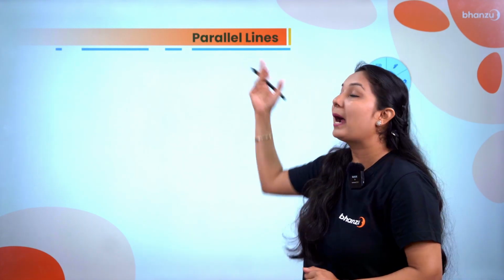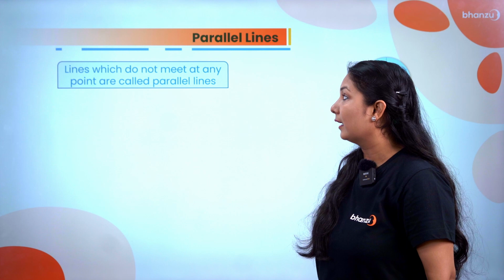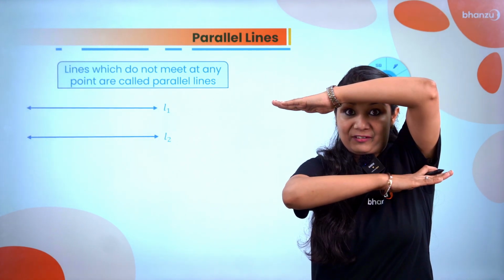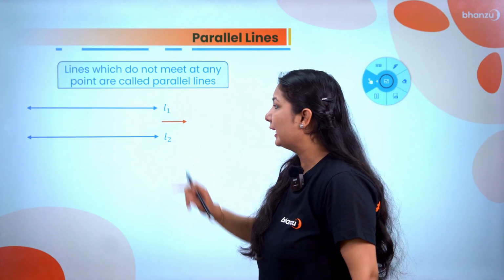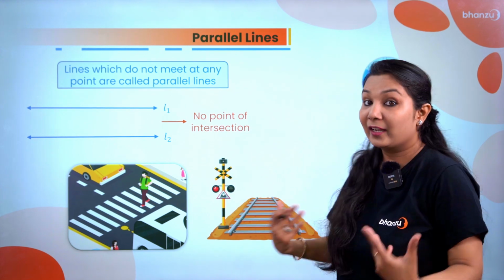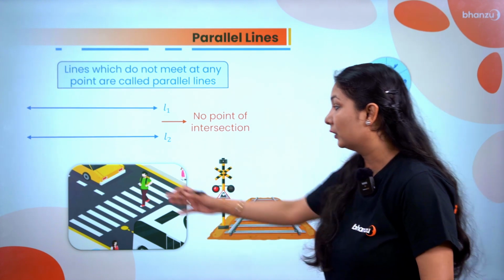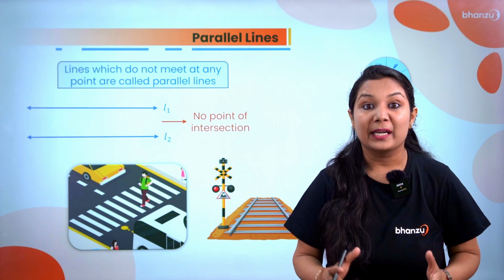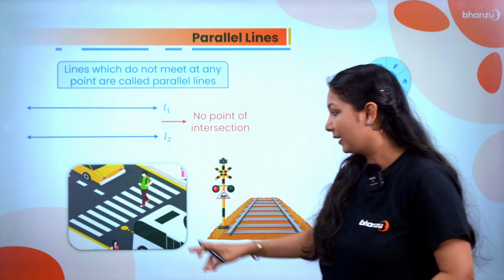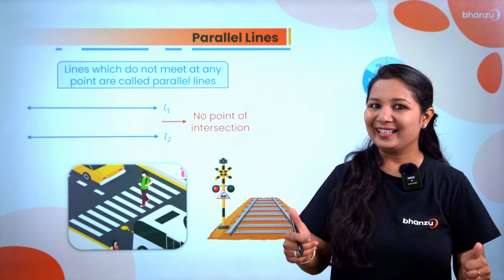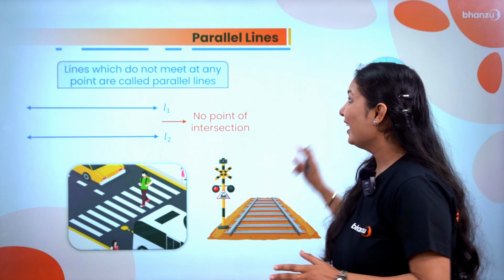Now let's see what are parallel lines. Parallel lines are the lines which do not meet at any point, right? Like this. They will never meet. Over here, L1 and L2 do not have any common point, so there is no point of intersection in them, right? In real life, you can see the footpath crossing and the railway tracks. They are made up of parallel lines, right? Because these two sides of the footpath never meet. Got it? Interesting, yeah?